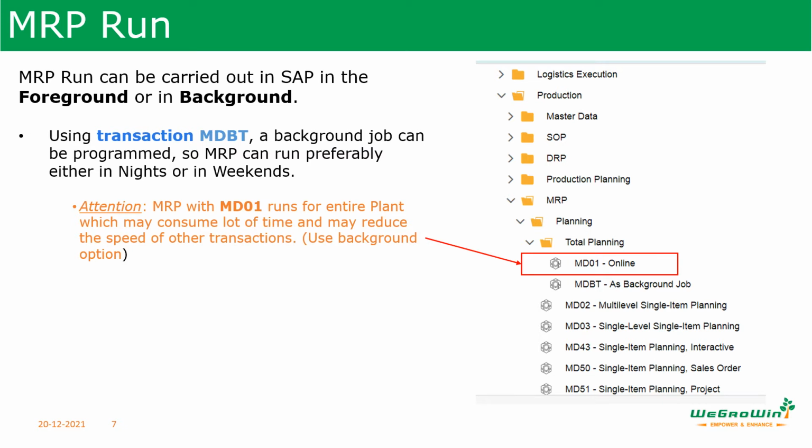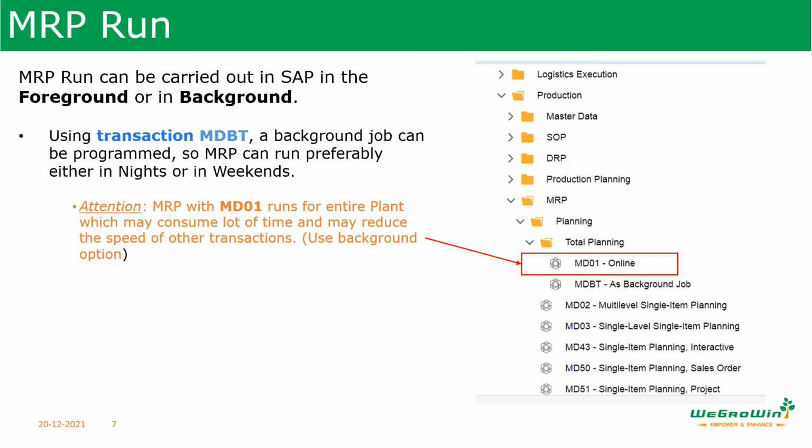And then how to run MRP. So now we are talking about the classical MRP, how to run MRP. MRP can be run in foreground or background. Both options we can do, because sometimes when I run MRP in the foreground it may take a long time. Instead of that we can put it in the background, it may run in the night, so next day morning you can come see the results.